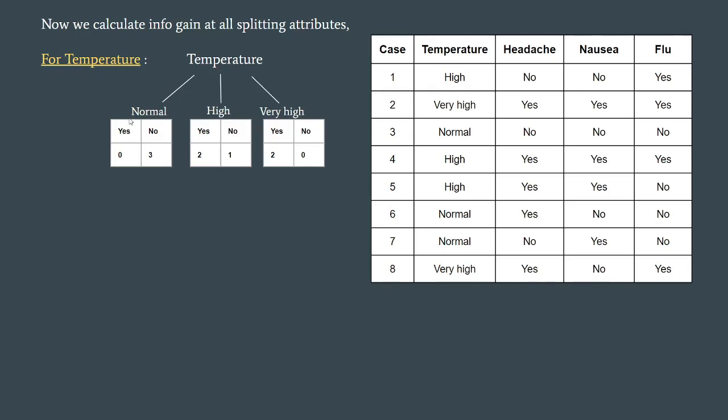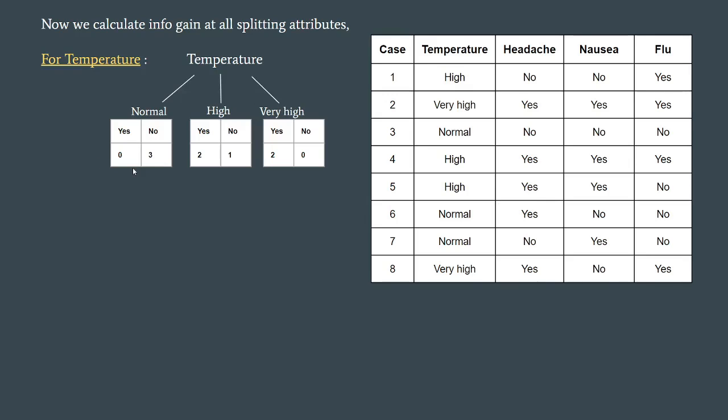When temperature is normal and target class flu is yes, we have 0 values. As we see here in the dataset, when temperature is normal and flu yes: normal yes, no, no. So 0 values. Then we check when temperature is normal and flu gives no: normal no 1, normal no 2, normal no 3. So we fill 3 here. Similarly for high and very high.